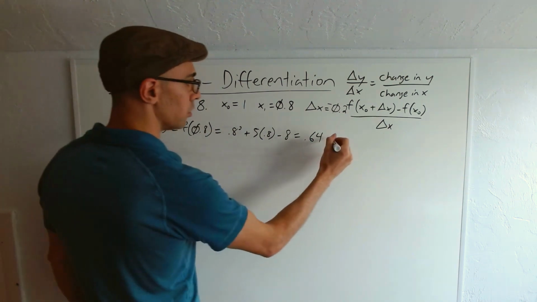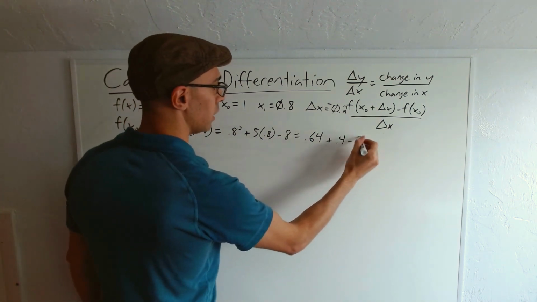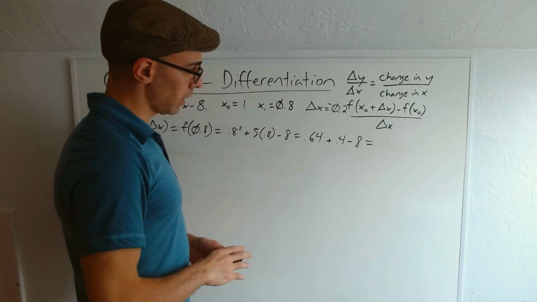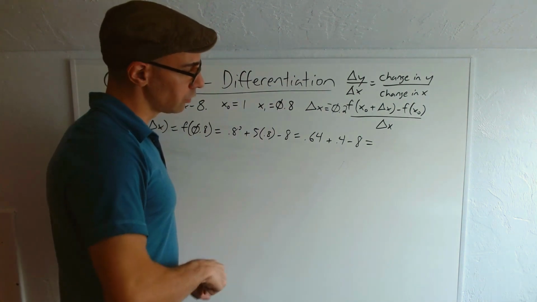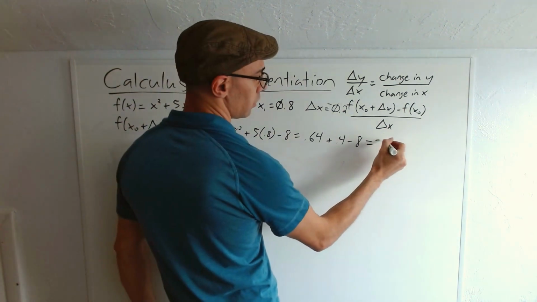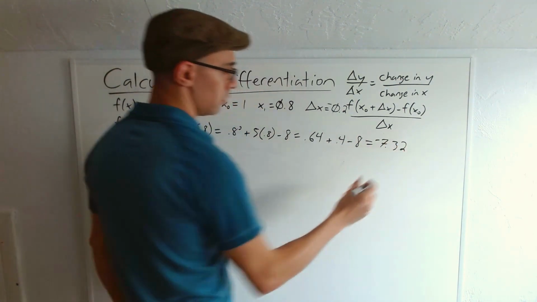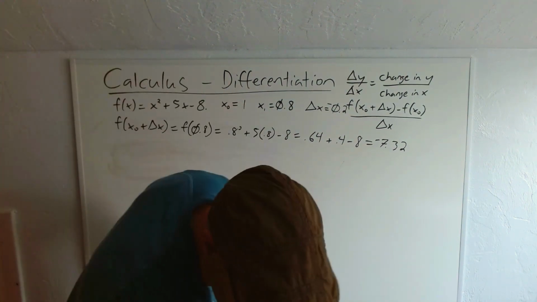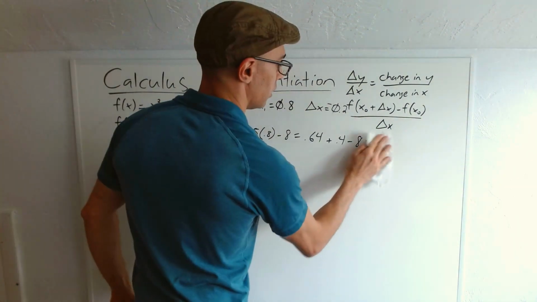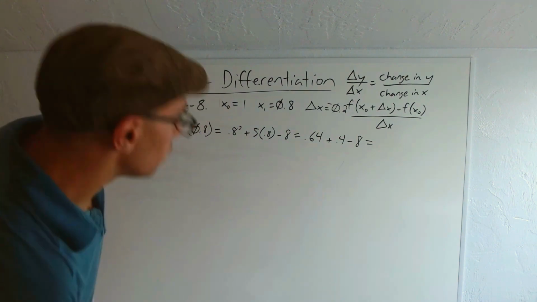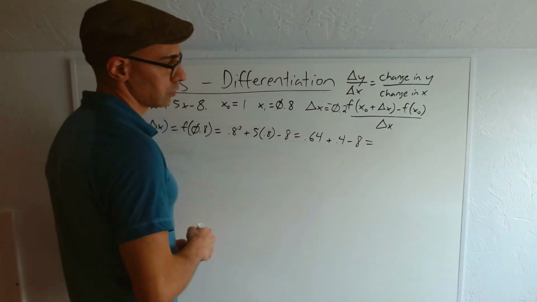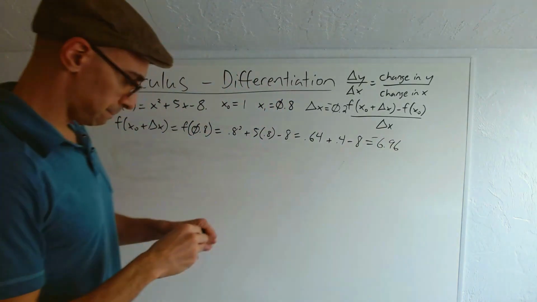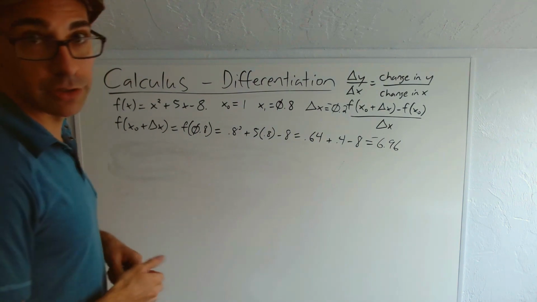And that is going to equal 0.64 plus 0.4 minus 8, which is, if I do a little math real quick, 0.68 minus 8 is negative 7.32. No, it's not. I misplaced a decimal. So it's 1.04 minus 8, which is negative 6.96. Always double check your decimals, right?